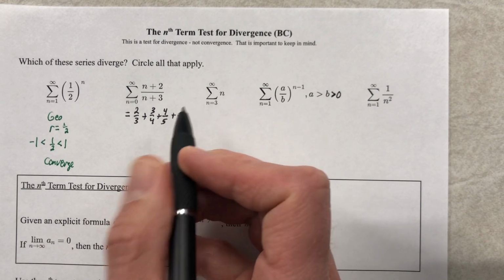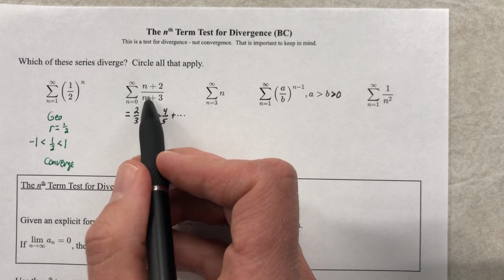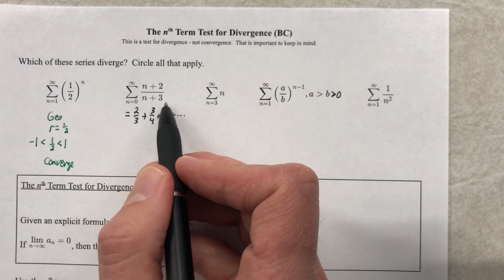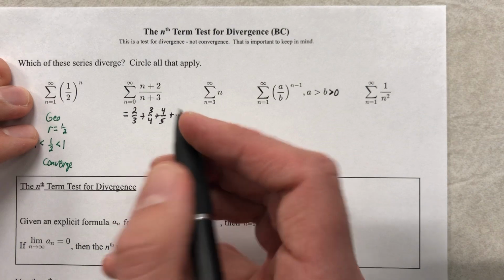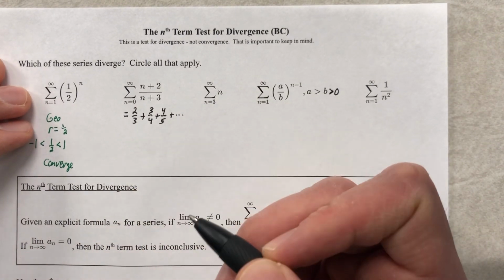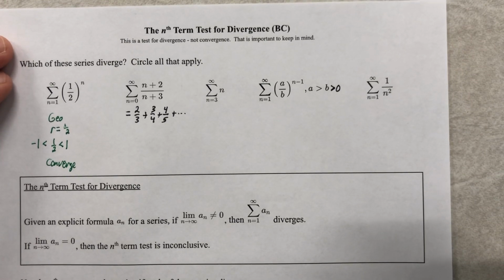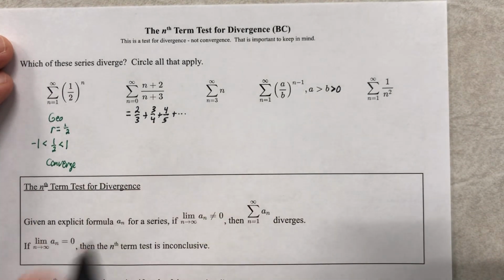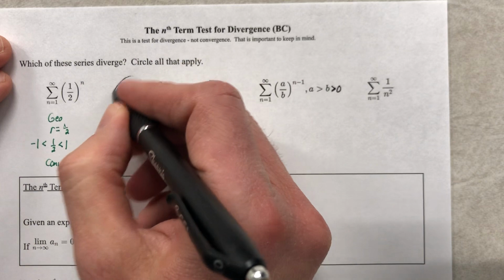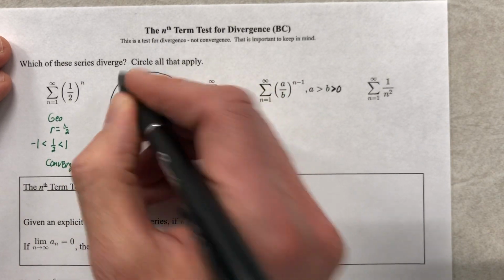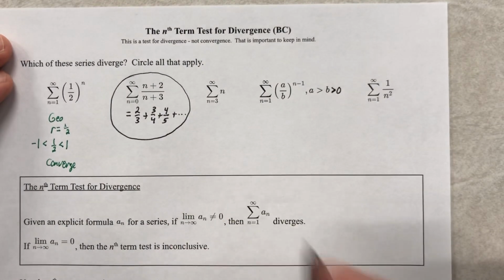Eventually we're going to get bigger and bigger fractions that approach a value of 1. So if you plug in 100, you're going to have 102 over 103. Well, that's really, really close to 1. And you add a whole bunch of numbers together that are really close to 1, and it's going to approach infinity. So this series is not going to converge. It's going to diverge, and so we will circle it.